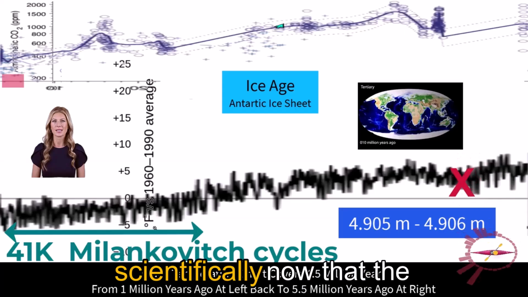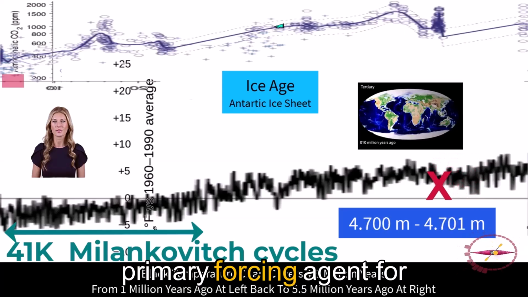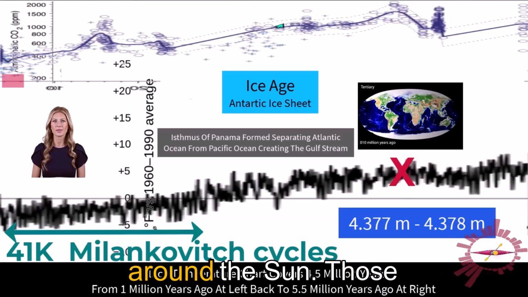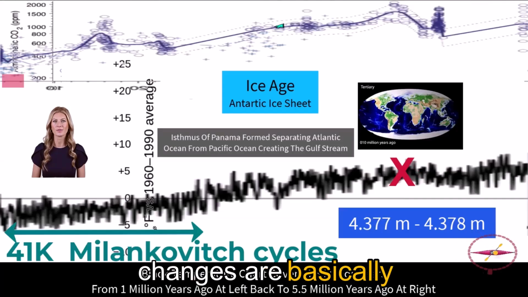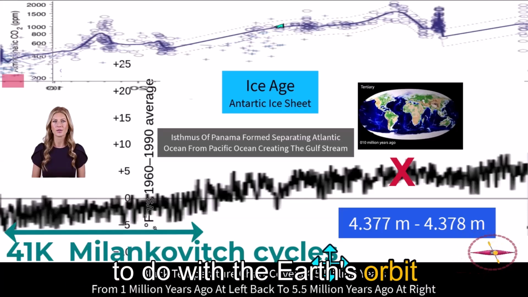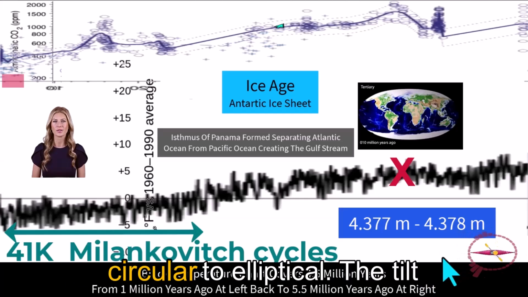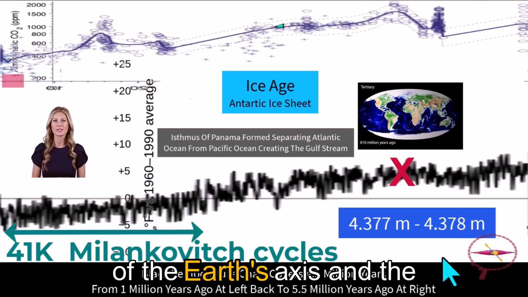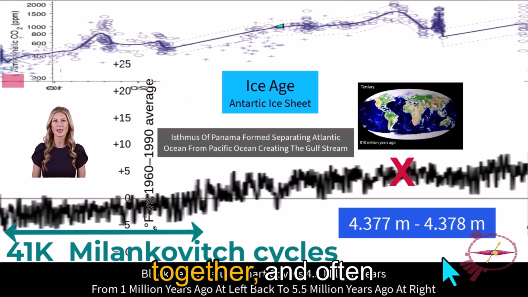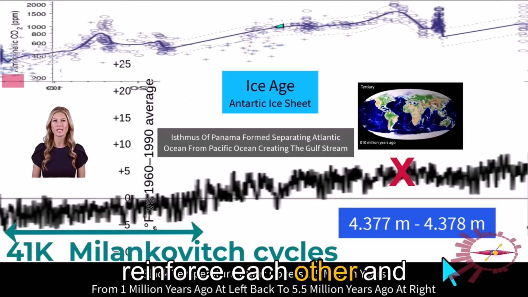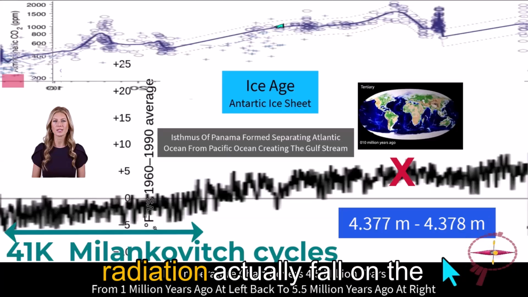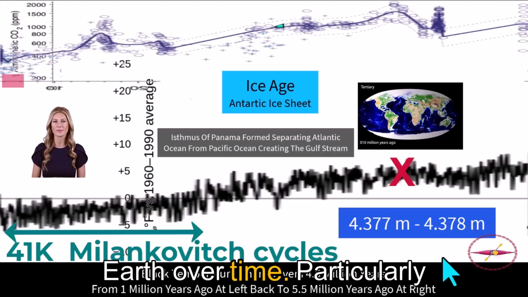Now it is accepted scientifically now that the primary forcing agent for changes in Earth's temperature is really changes in Earth's orbit around the sun. Those changes are basically referred to as Milankovitch cycles, and they have a lot to do with the Earth's orbit around the Sun going from circular to elliptical, the tilt of the Earth's axis, and the precession of the axis in a circle. All of these work together and often reinforce each other and sometimes work against each other. These changes affect how much solar radiation actually falls on the Earth over time.